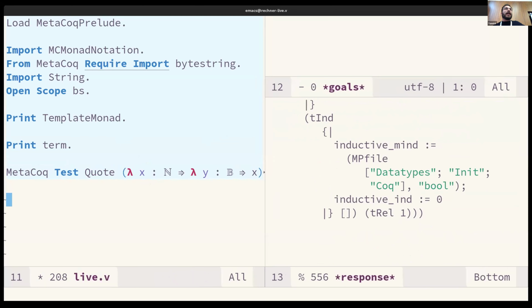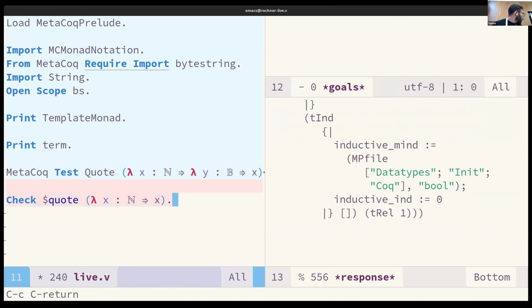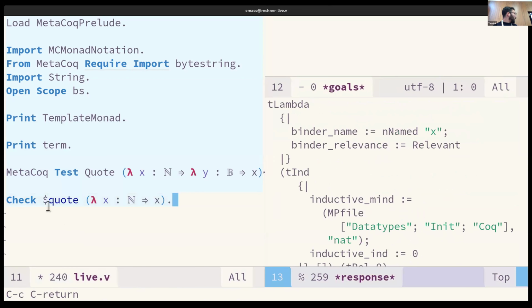When you later do the exercises, you get a little prelude file which gives you a bit of nicer syntax. Then you can write check quote, and then this thing here, which I think should do the same thing. Yeah. So you can kind of inline write quote and then get the quotation of a closed term, which is going to make some things easier.